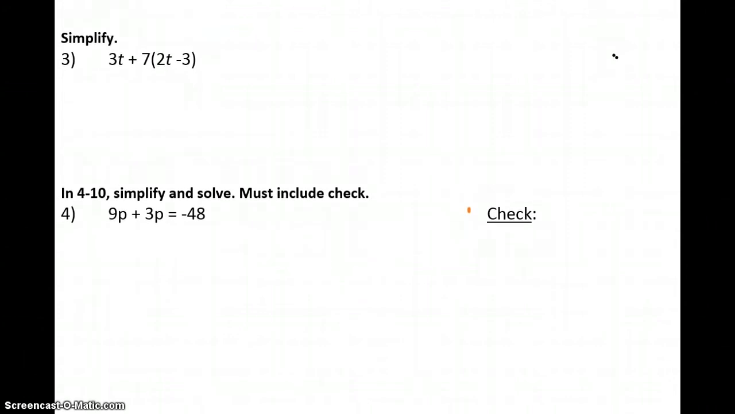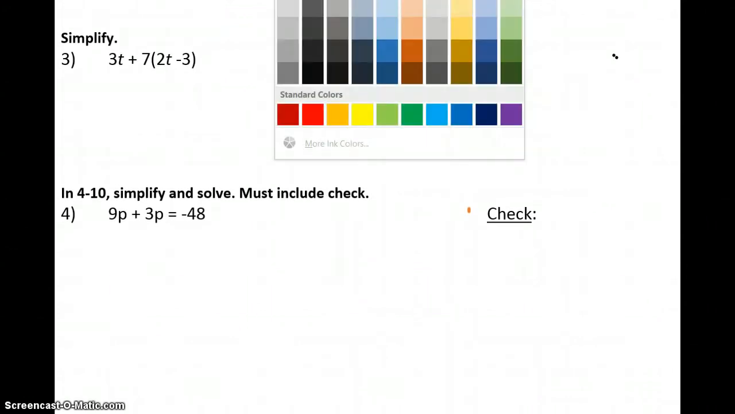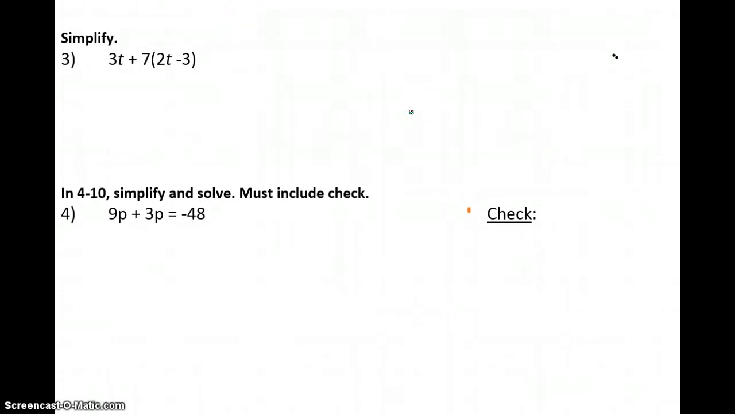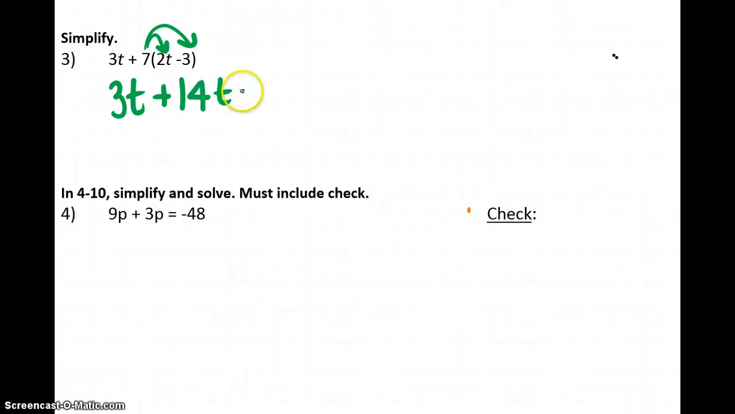Number 3, I need to simplify. Okay, keep in mind there is no equal sign here. Okay, so I'm not solving for anything. But the first thing I see right off the bat is that I need to distribute. So I need to distribute the 7 to both terms inside. So I have 3t plus 7 times 2 is 14t minus 21.